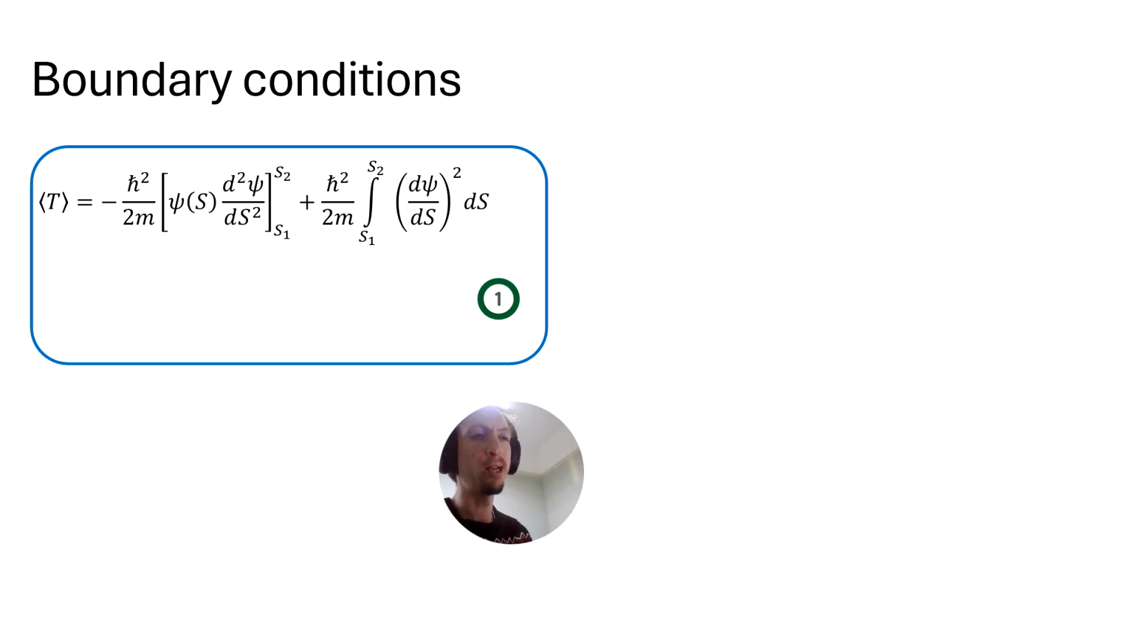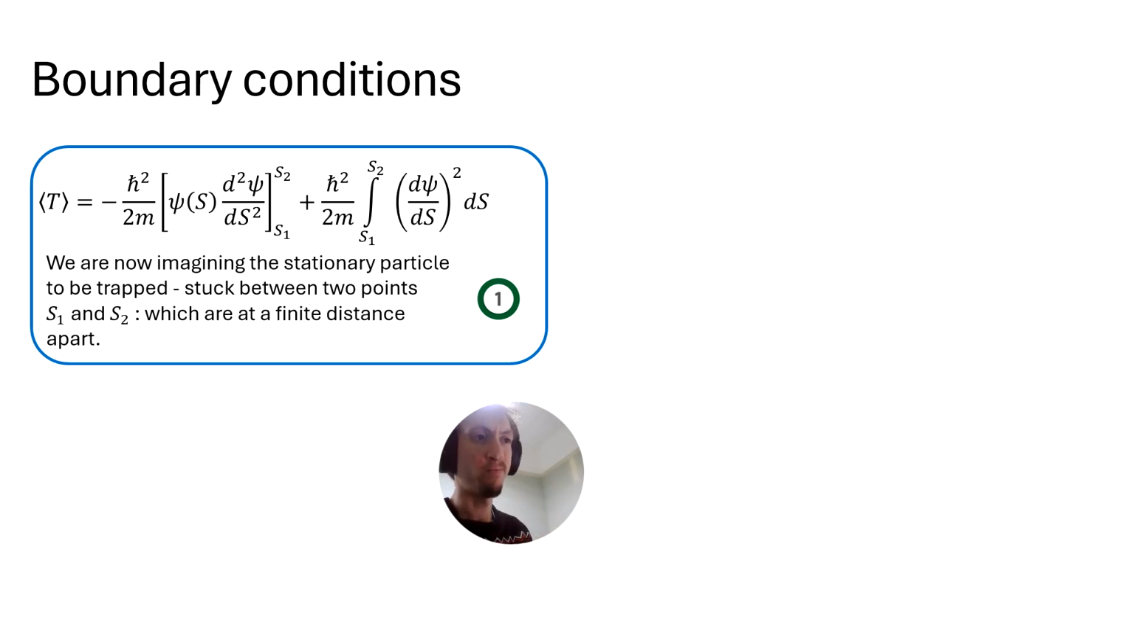Now, if it's entirely confined to that region, then logically we can't find the particle outside of that region, and so the probability density outside of the region of s between s1 and s2 becomes zero, and then using the fact that the wave function is continuous, that allows us to say that the wave function at s1 and s2 is zero. So that's a summary of how we get our boundary conditions.